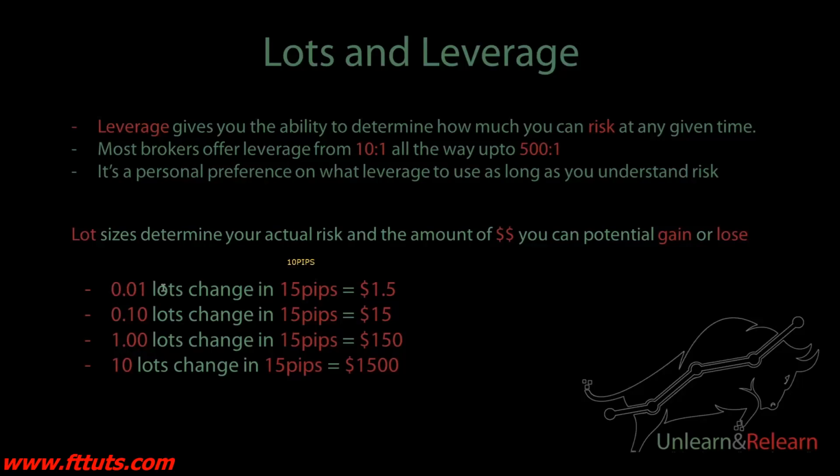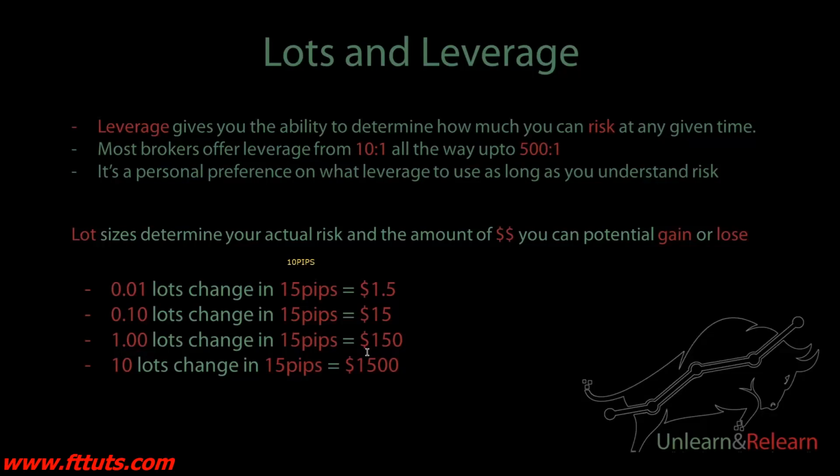Makes sense? Or if price moves by 15 pips, you're making $1.5, right? If you have a 10-cent lot and price moves by 15 pips, you're making $15. Now, if you increase your lot size to 1 lot and price moves by 15 pips, now you're making $150. So see how changing the lot sizes can drastically increase your gain or your loss.